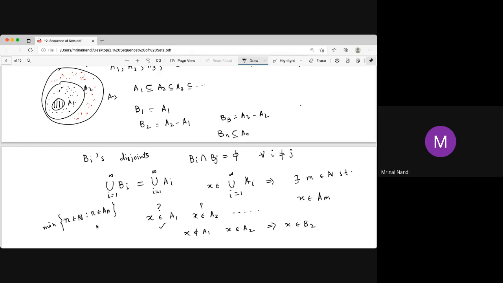Now the minimum exists because this is a non-empty set. Remember, it is non-empty because there is at least one m for which x belongs to Am. So this is a non-empty subset of natural numbers, so it has a minimum. If that minimum is r, then x belongs to Br, because x belongs to Ar, but it does not belong to Ar minus 1.